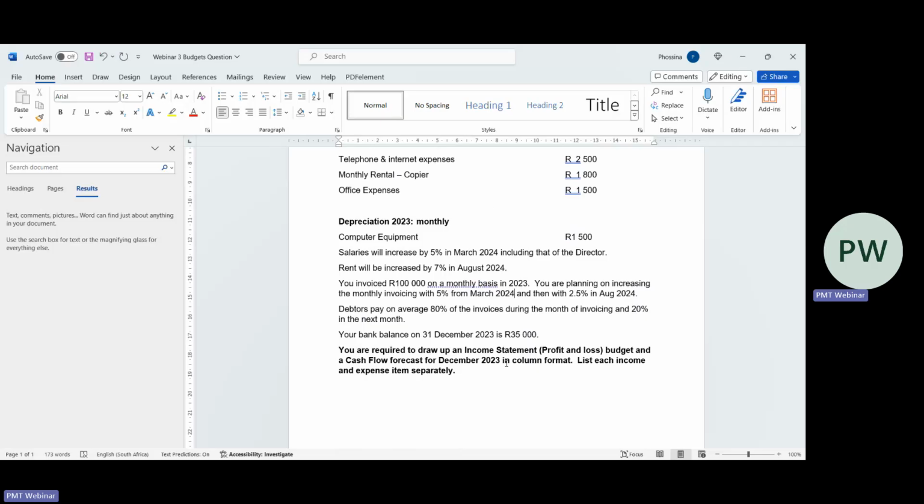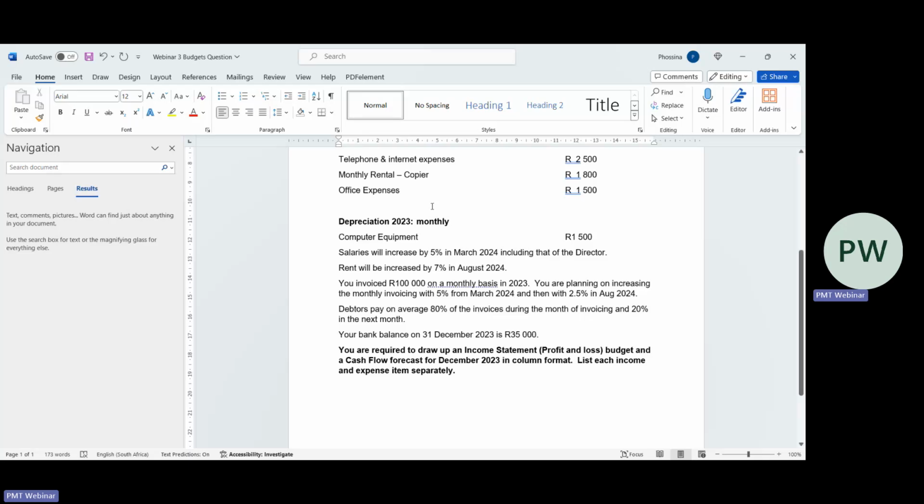Good thing about budgeting. Okay, and then debtors pay an average of 80% of the invoices during the month of invoicing, and 20% in the next month. Okay, so we are now given the cash flow part, so you should be able to distinguish this part. Is it going to the balance sheet? Is it going to the income statement? Is it going to the cash flow? Sometimes both parts would go to the income statement and to the cash flow.